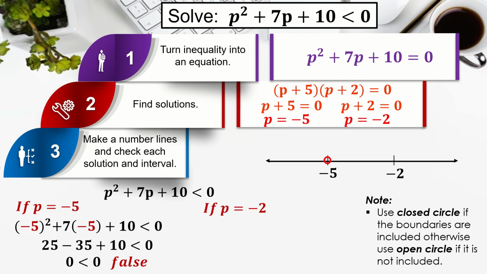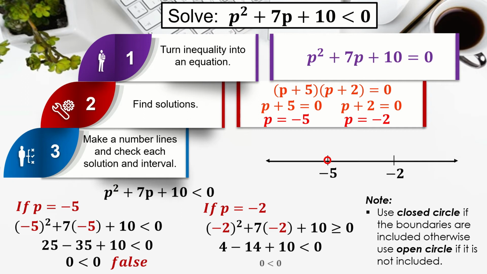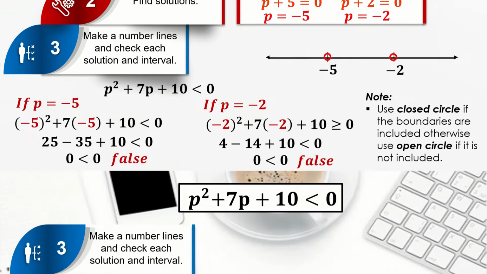Next, if p is equal to negative 2, let's try. Substitute negative 2 in the given equation. We'll have 4 minus 14 plus 10 is less than 0, and that is 0 less than 0. So that is also false. So we will use again an open circle.